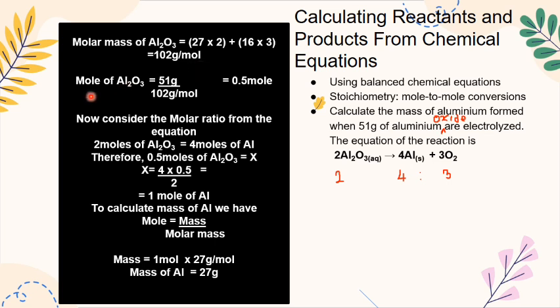So first we have to calculate the molar mass of aluminium oxide. I believe by now you should be conversant with calculating molar mass. So we have 102 grams per mole. Then we also need to calculate the mole of aluminium oxide. Get it straight now. The reason why we have to calculate the mole is because the question says calculate the mass of aluminium formed when 51 grams of aluminium are electrolyzed. Okay, sorry, this one ought to be 51 grams of aluminium oxide.